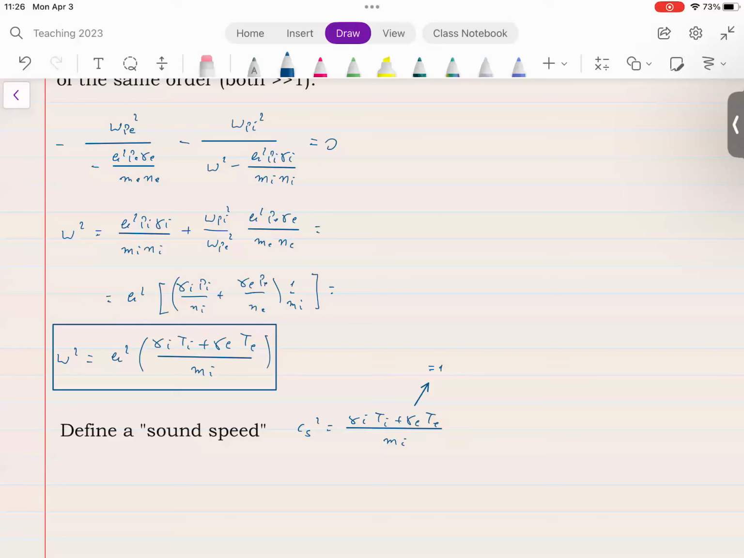And in general, whether that's equal to 1 or not, this is going to be of the order of the temperature of my system. That could be the temperature of the electrons if I assume the temperatures are similar or the electrons are warmer than the ions, divided by the mass of the ions.